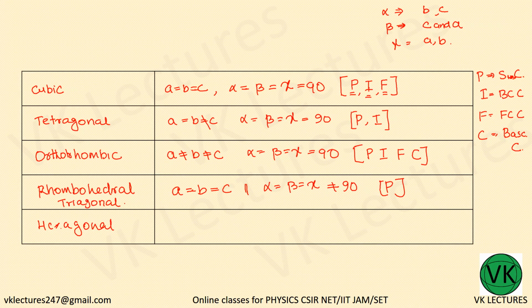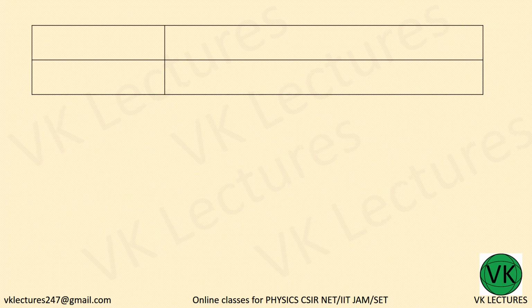Now you have hexagonal over here. Hexagonal has A equal to B not equal to C, and alpha equal to beta equal to 90, and the gamma value equal to 120. And here also you have only the P, which is primitive or the simple cubic.